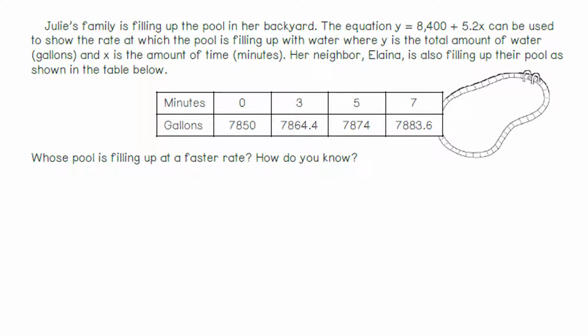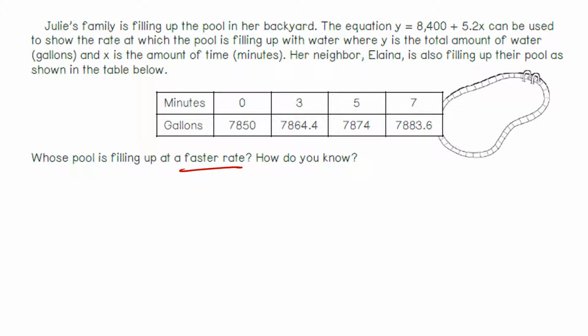Julie's family is filling up the pool in her backyard. The equation y equals 8,400 plus 5.2x can be used to show the rate at which the pool is filling up with water, where y is the total amount of water in gallons and x is the amount of time in minutes. Her neighbor, Elena, is also filling up their pool as shown in the table. Whose pool is filling up at a faster rate, and how do you know?